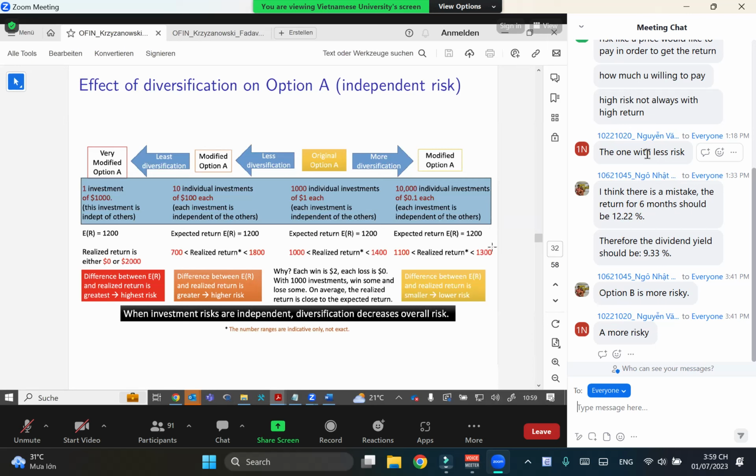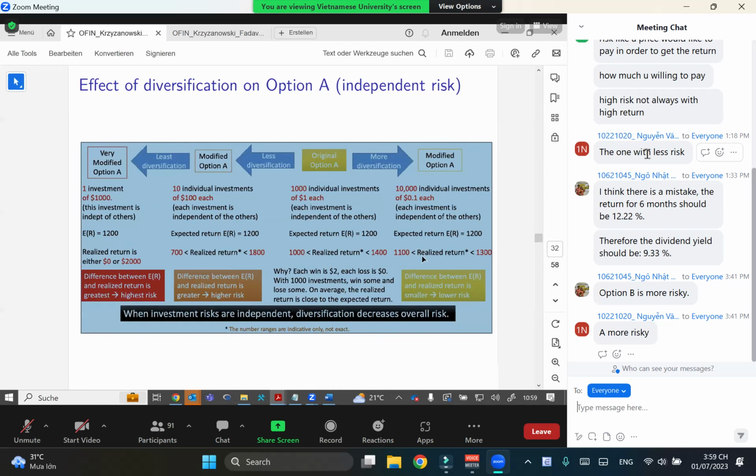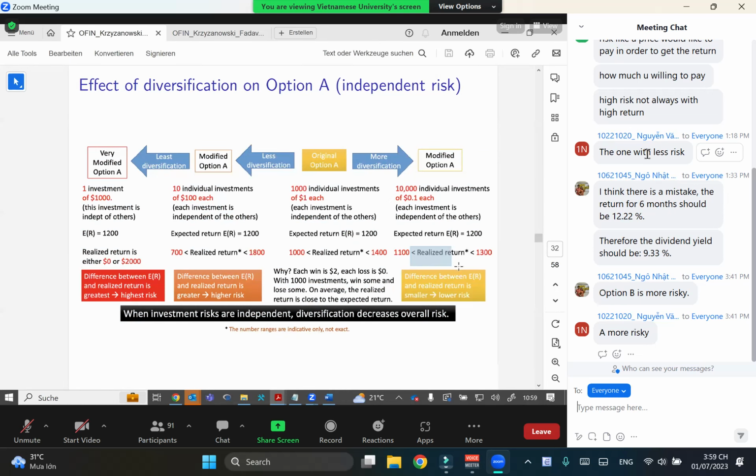impacts the risk. And if they are sliced more and the slices become lower and lower, meaning the more often you play the same lottery for lower parts of the investment, the closer your realized return will indeed be to your expected return. But in the case of option B, you would play basically all or nothing, which is quite risky.